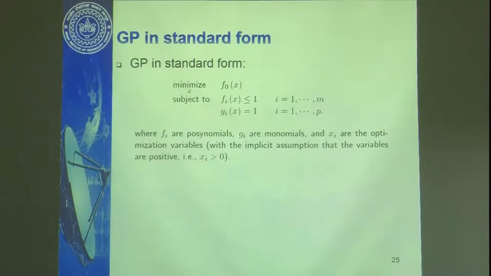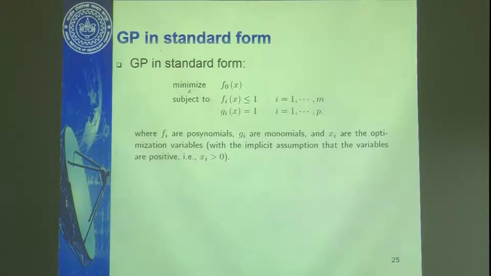So notice the difference from the convex problems. In this, we do not require things to be convex. Instead, we require f naught of x to be a posinomial, fi of x to be posinomial, and gi of x to be a monomial. So the inequality constraints should be posinomials, equality constraints should be monomials. If you just look at it directly, it is non-convex, right?